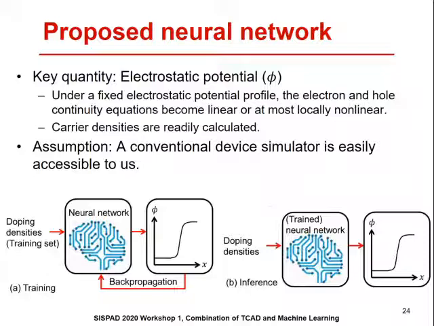We assume that a conventional device simulator is easily accessible to us. The numerical solution can be obtained whenever we want to have. In the training phase, the difference between the predicted profile and the numerical solution is used to estimate the loss function. It is different from the approaches in part 2. Once the training phase is finished, we can use the generated profile.